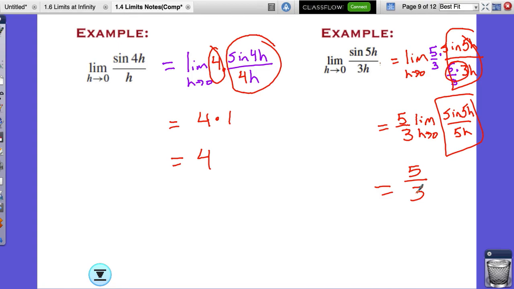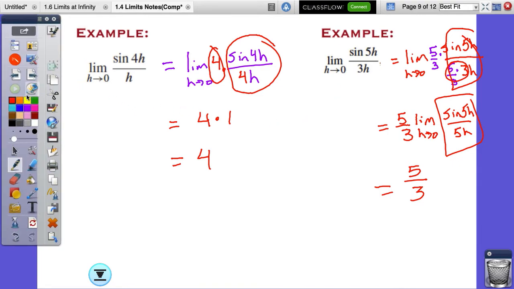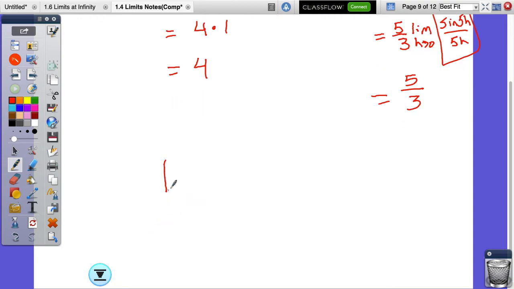Does that make sense now? More? We'll do another one. The limit as x approaches 0 of sine of 6x over, I'll make it 13x.